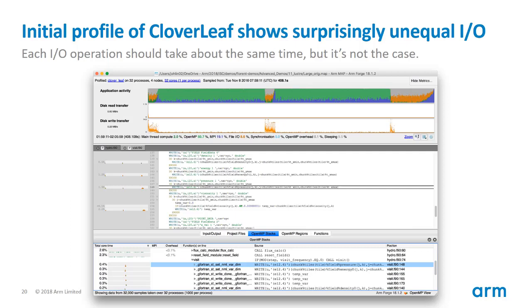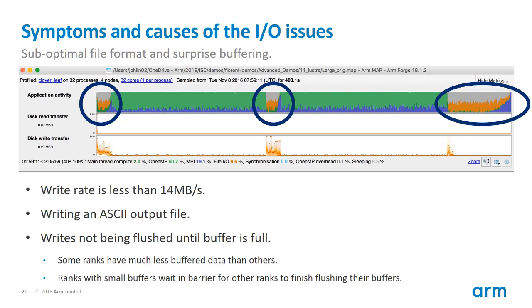I'm just going to zoom in on the timeline a little there so you can get a better look. If you take a closer look at the disk write transfer data, you can see that our maximum write rate is less than 14 megabytes a second, which is far below what the system is capable of. The source code view in MAP will show us that we're using Fortran write statements to output data in ASCII format, and we're using an end-to-end scheme.